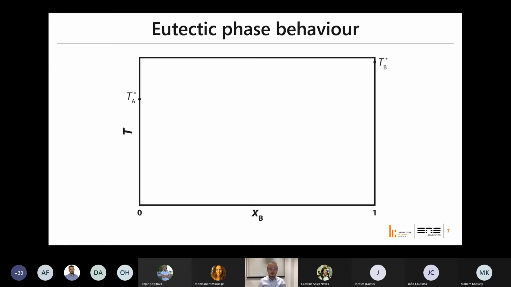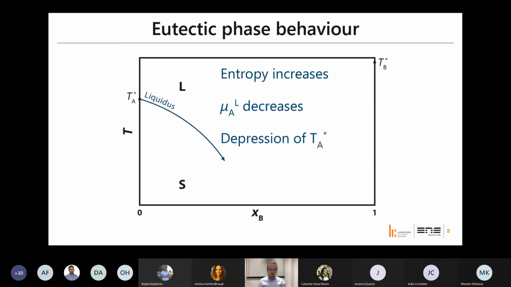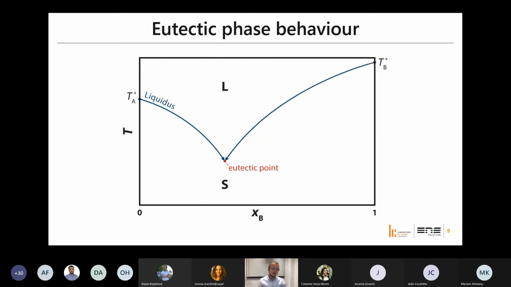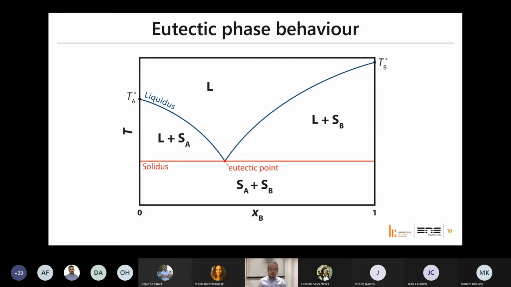So that's good. Then, of course, this can be depicted in a phase diagram, where if you mix a bit of B to A, the entropy increases. That gives a decrease to the chemical potential of the liquid, which leads to a depression of the melting temperature of the mixture as compared to the pure component. And this happens also on the other side. And in the middle, or at the eutectic point, is the point where the mixture has the lowest melting temperature of all compositions.